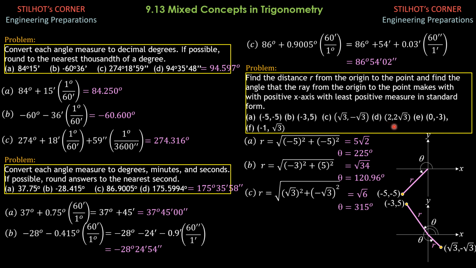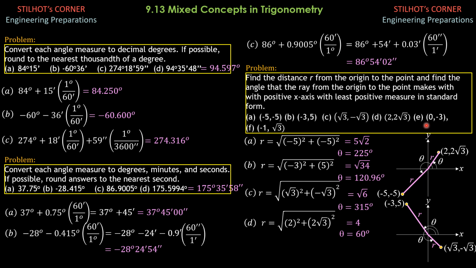Then D, 2 comma 2 square root of 3, that is in the first quadrant as shown here. This angle is theta. R is the square root of 2 squared plus the quantity 2 square root of 3 squared. 4 plus 12 is 16. Square root of 16 is 4. So that's 4 units. And tangent theta is 2 square root of 3 over 2. So tangent theta is square root of 3. Inverse tangent of square root of 3 is 60 degrees.